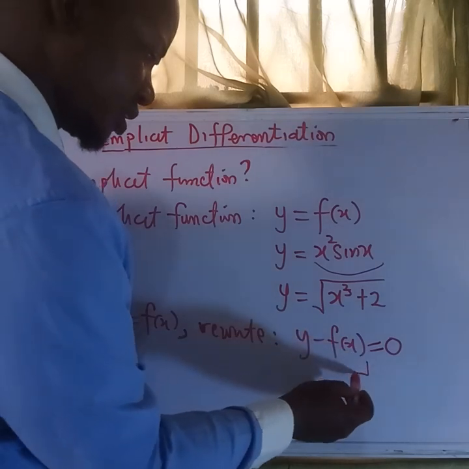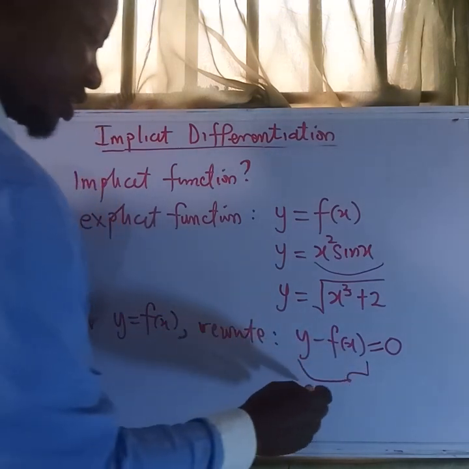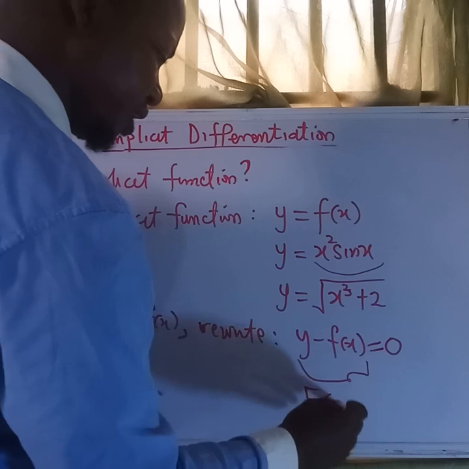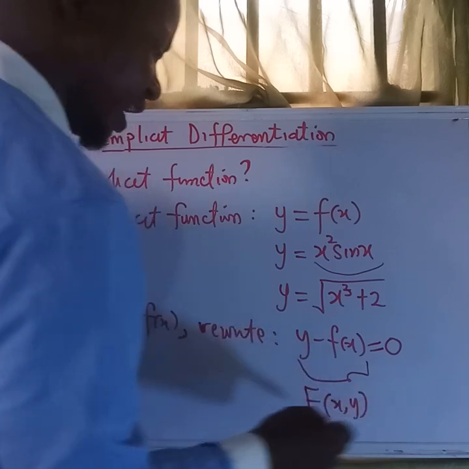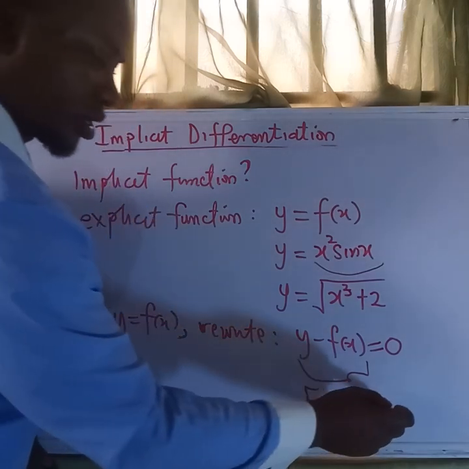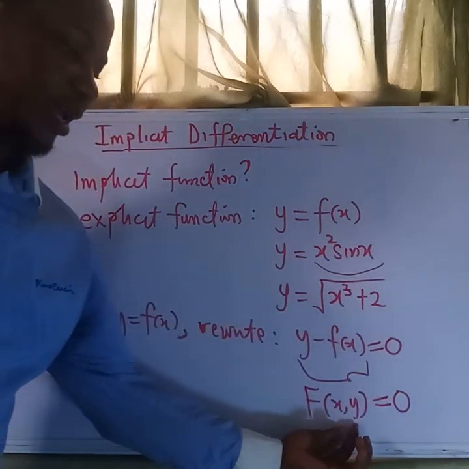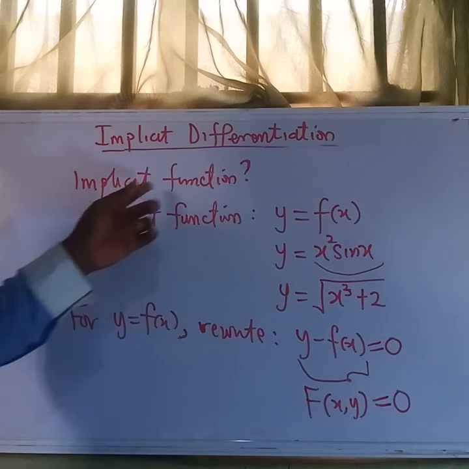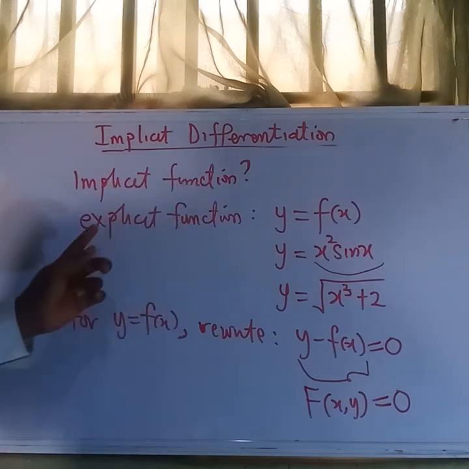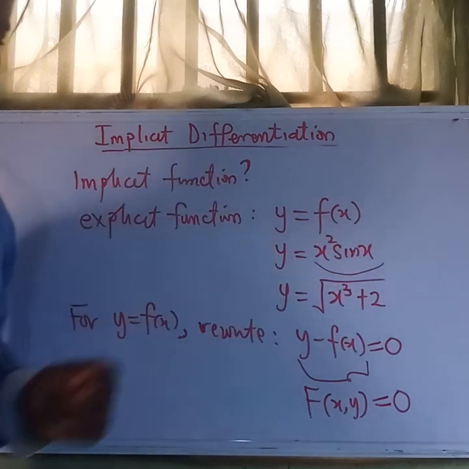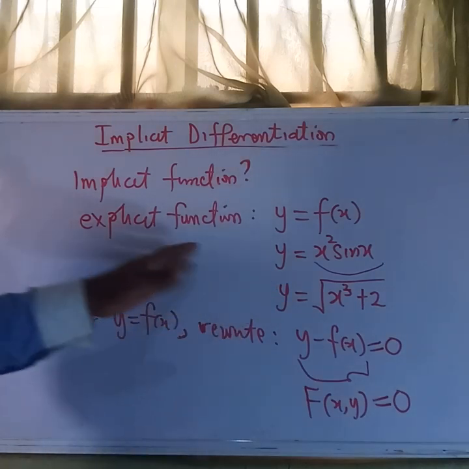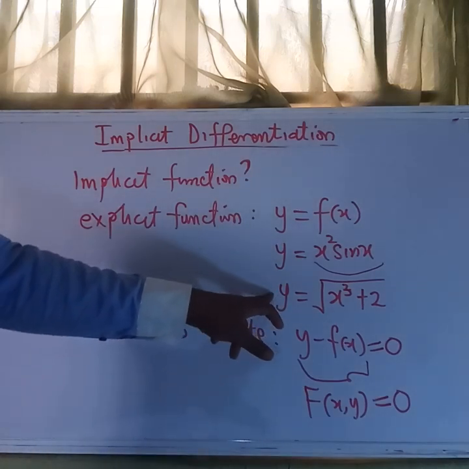So this expression that we have here, let us now give it a new name. Let us give it an expression of x and y, and of course this will be equal to 0. This new expression of x and y is what we refer to as an implicit function, whose explicit form is y equals f of x. So let us pick an example from what we just have here.